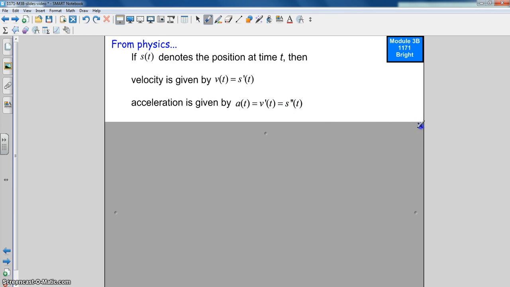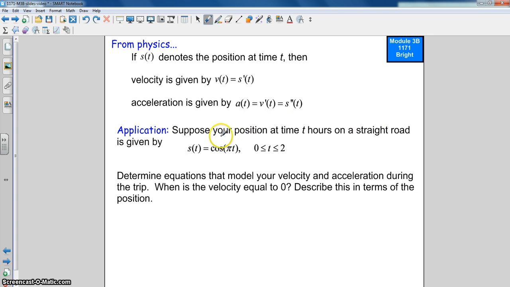So if we look at an example here, we have our position at time t on a straight road given by this. So we might be a little intoxicated or something because we're oscillating back and forth on a road. Why? I don't know. We want to determine the equations that model velocity and acceleration during the trip. Okay. Well, let's start there.